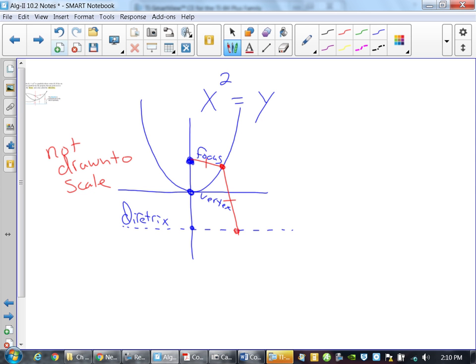That's all that means, okay? Yes, ma'am? So it's like the distance from the dot on the parabola to the directrix is the same as to the focus, right? Yeah, that's all.